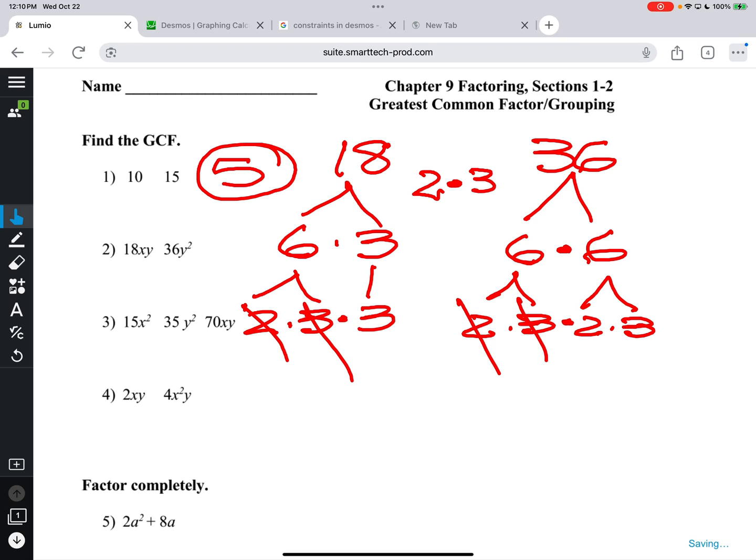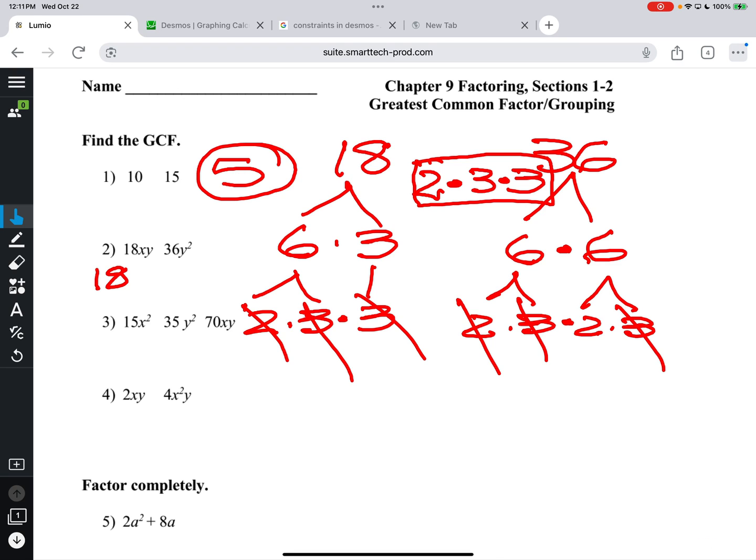And we write it down one time. And do they share another 3? Yes. And we write it down one time. So, 9 times 2? 18. All right, so the numerical part, your coefficient, greatest common factor would be 18.